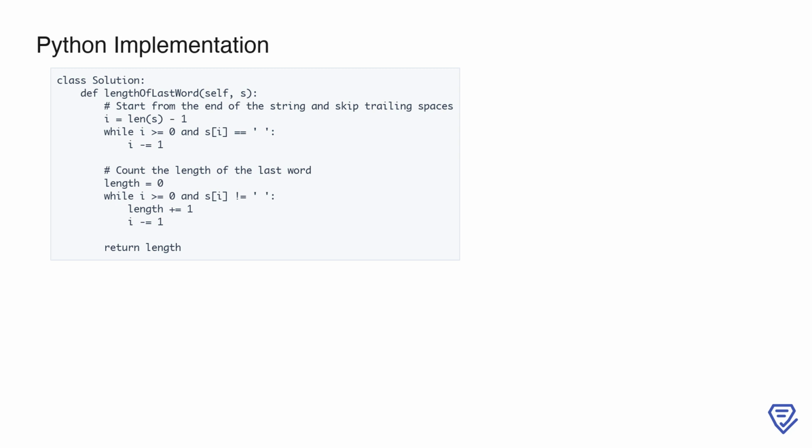This approach ensures that the solution is efficient, as it avoids unnecessary operations and directly targets the last word by processing the string in reverse. The algorithm handles edge cases such as strings with only spaces, strings with a single word, and strings with multiple spaces between words effectively. The time complexity of the solution is O(n), where n is the length of the string s, as the algorithm processes each character at most once. The space complexity is O(1), since no additional data structures are used. This makes the solution both time and space efficient, suitable for handling large input strings.